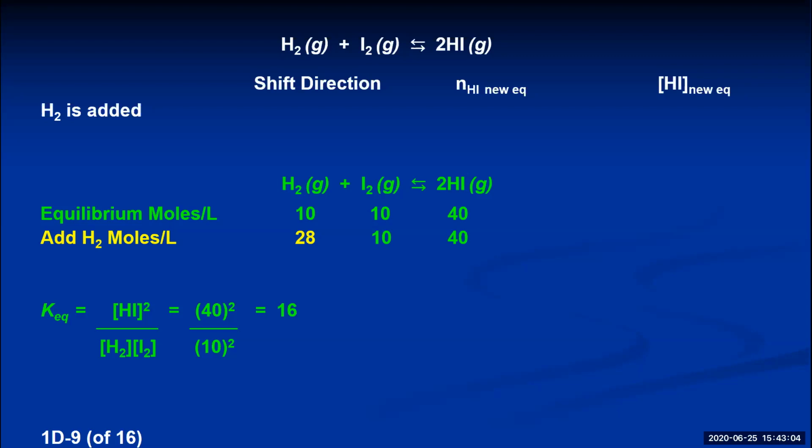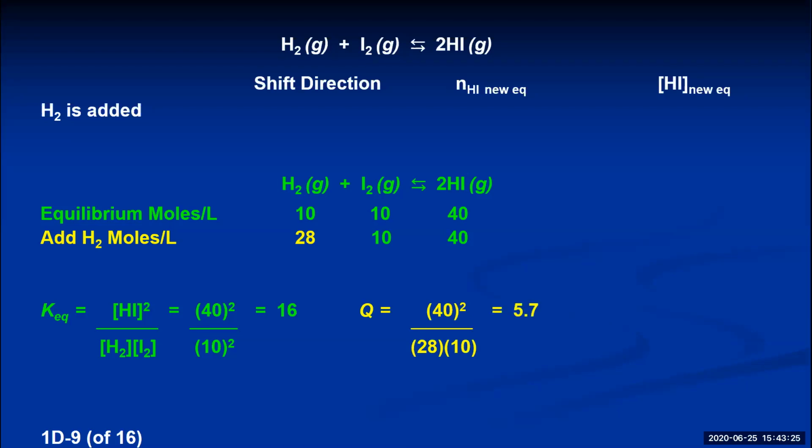It's probably not at equilibrium anymore, because 40 squared over 28 times 10 doesn't equal the equilibrium constant of 16 anymore. If this system is not at equilibrium, we can calculate its Q value. Its Q value will be 40 squared divided by 28 times 10, and that equals 5.7.